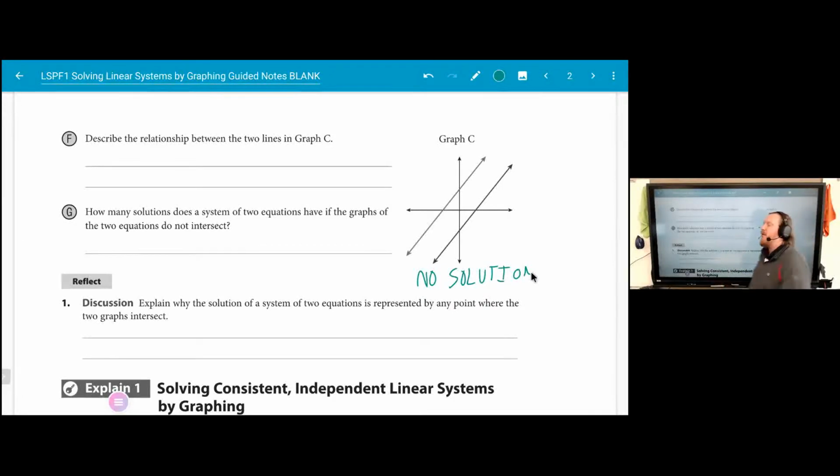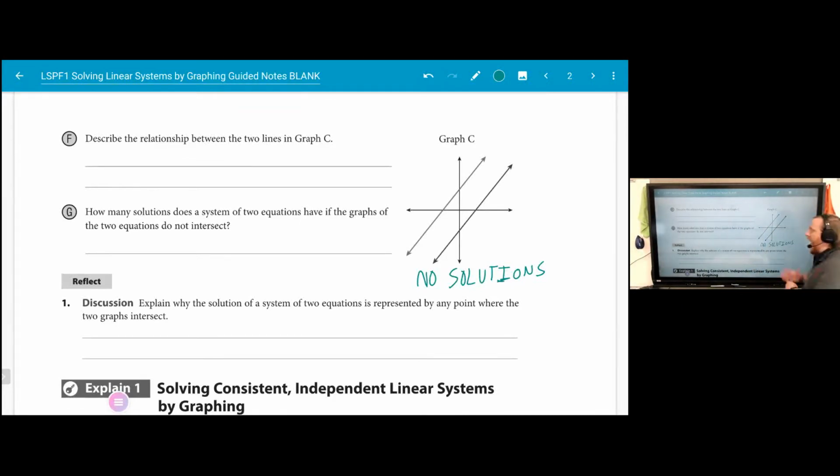So when we're talking about systems of linear equations, or linear systems in this case, we're going to solve this in three ways. One way we're going to solve it is graphing, LSPF1. One way is elimination, LSPF2. Then we're going to solve it using substitution. Oh, I might have gotten those backwards. Anyway, substitution and elimination methods, LSPF2 and LSPF3, okay?